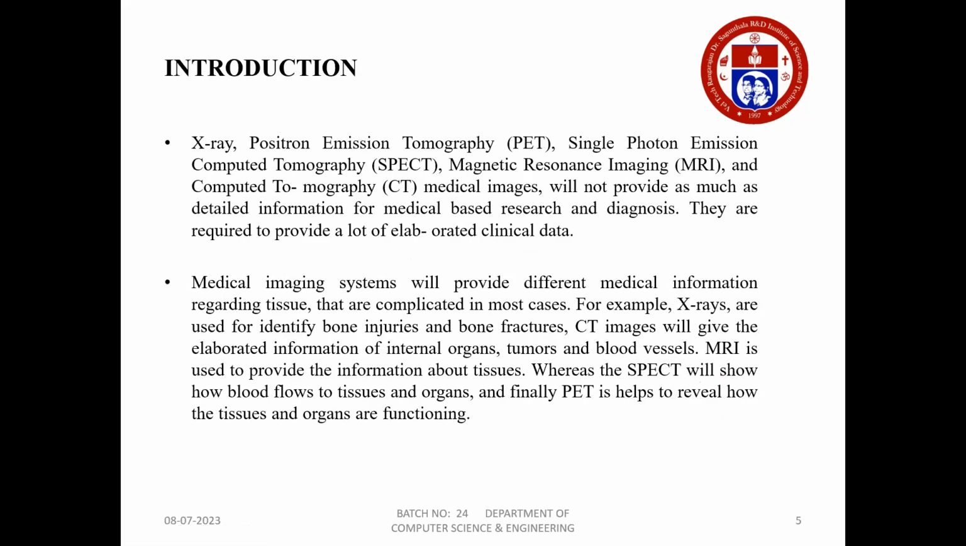This is the introduction, which starts from X-ray, positron emission tomography, MRI, PET, single photon emission computed tomography, and magnetic resonance imaging, MRI, CT in medical images. These medical imaging systems provide different medical information regarding tissues, which are complementary in most cases. For example, X-ray is used to identify bone injuries and bone fractures. CT images provide elaborated information of internal organs, tumors, and blood vessels. MRI is used to provide information about the tissues.